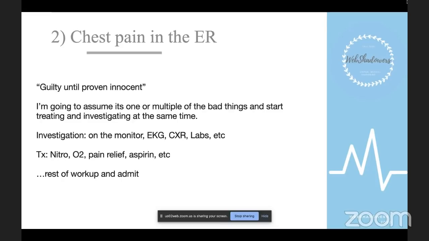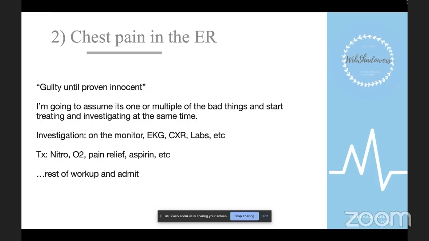So what would we do for this guy? I'm going to assume at this point that it's one or multiple bad things and start treating and investigating at the same time. So pretty standard workup for someone with risk factors coming in with chest pain. You do troponin, that's a heart enzyme you look for, chest x-ray, EKG, other labs, etc. Put them on the monitor, look at their heart rhythm, look at their oxygen levels, monitor that as you're sitting there throughout the ER course.